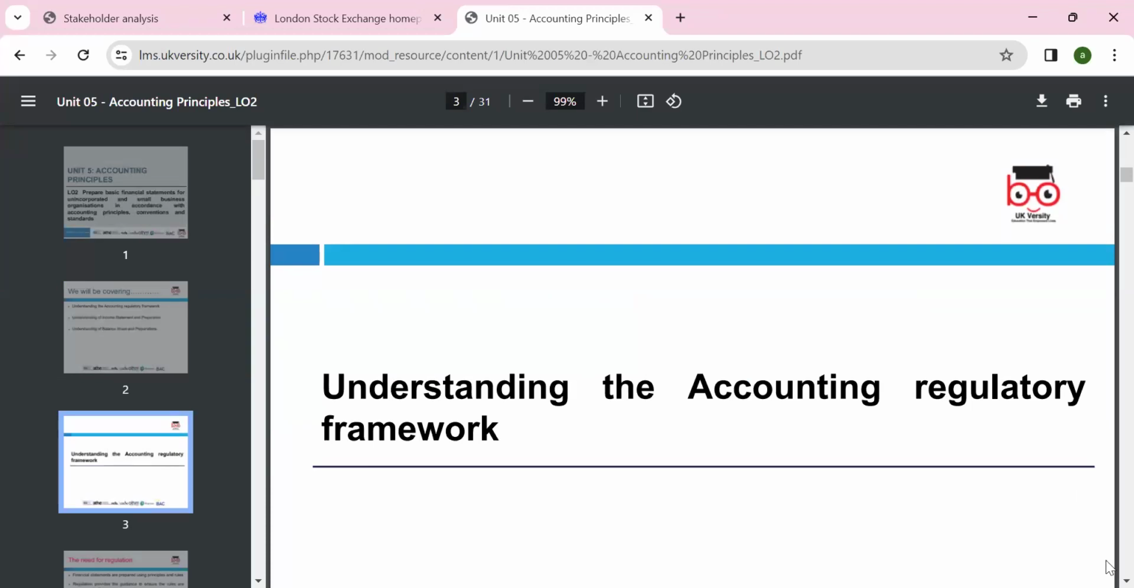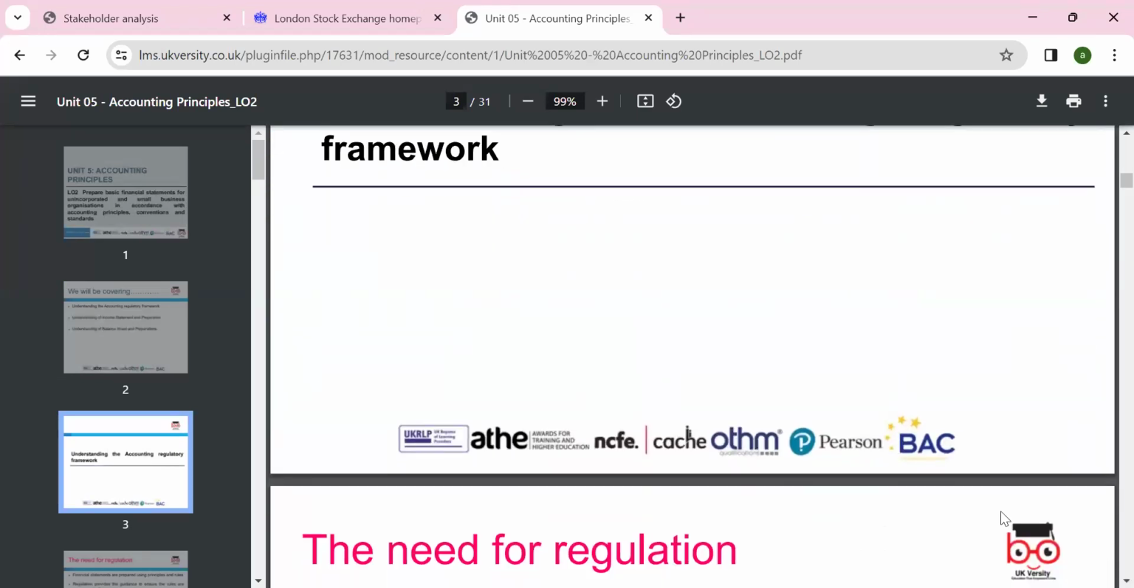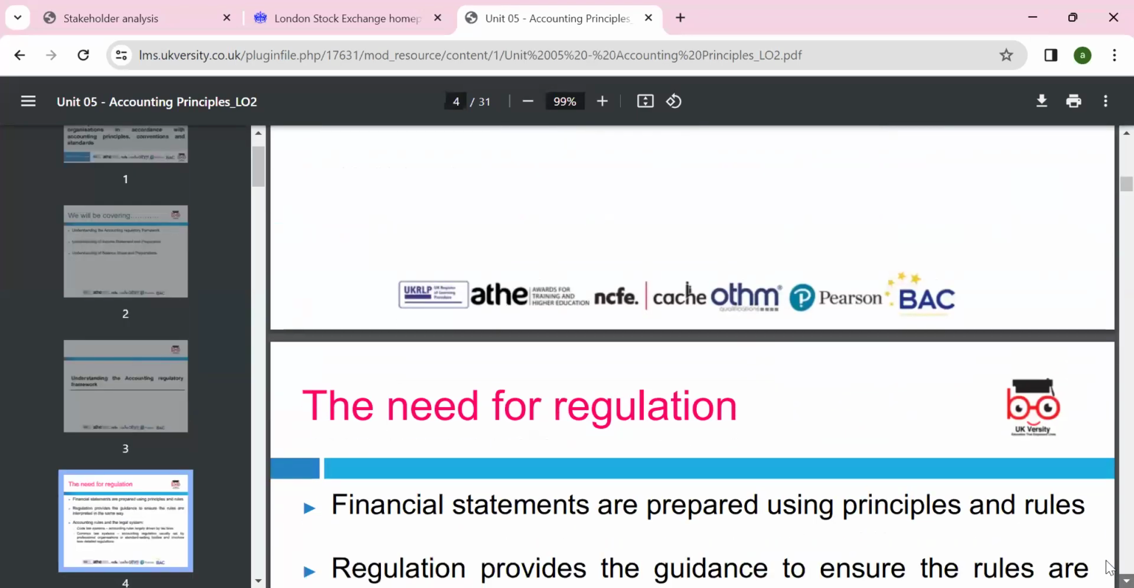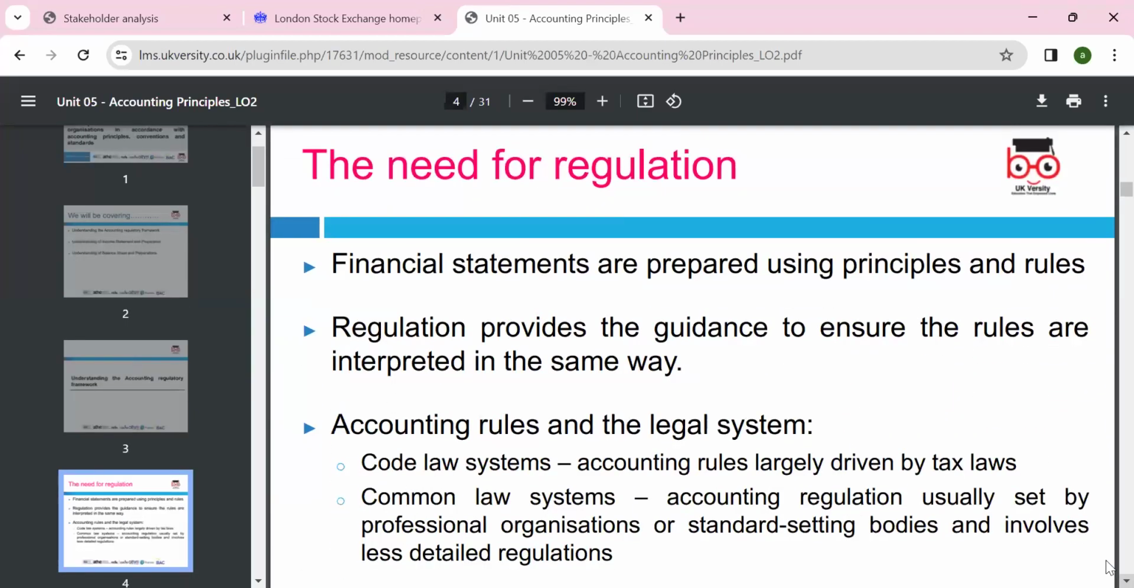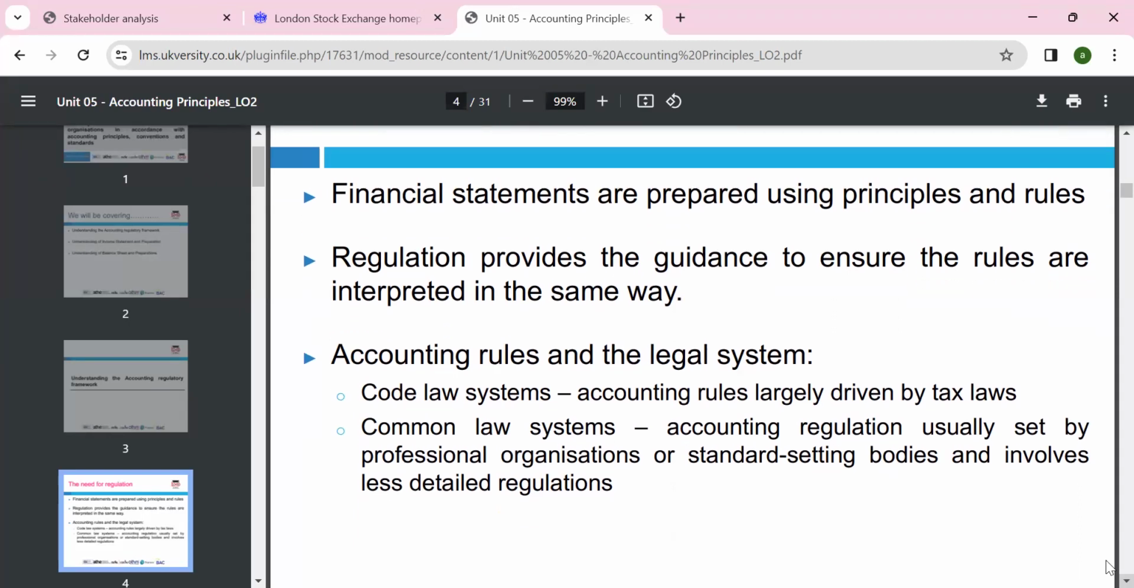Understanding the accounting framework is quite crucial. We look at all the rules and regulations which help you to prepare the financial statements under the framework. Preparing financial statements uses the principles, rules and regulations, providing guidance to ensure the rules are interpreted in the same way. Like when we say debit and credit, double entry bookkeeping, assets go in the balance sheet, liabilities go in the balance sheet, and equity, which is investment capital, goes in. The income statement shows income and expenses, and the cash flow statement shows cash flows.